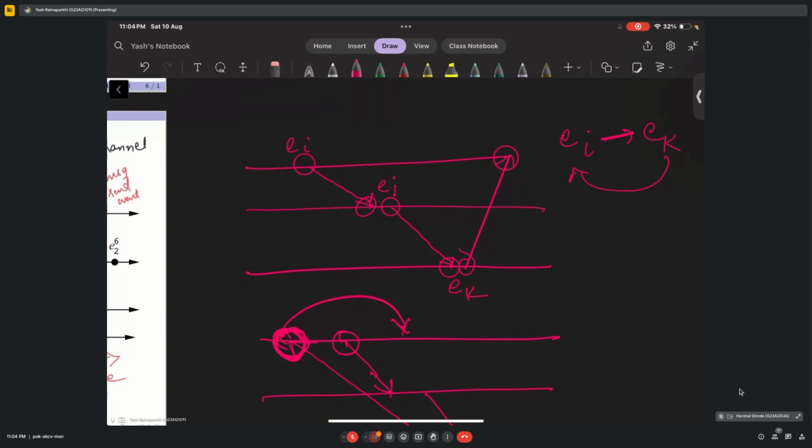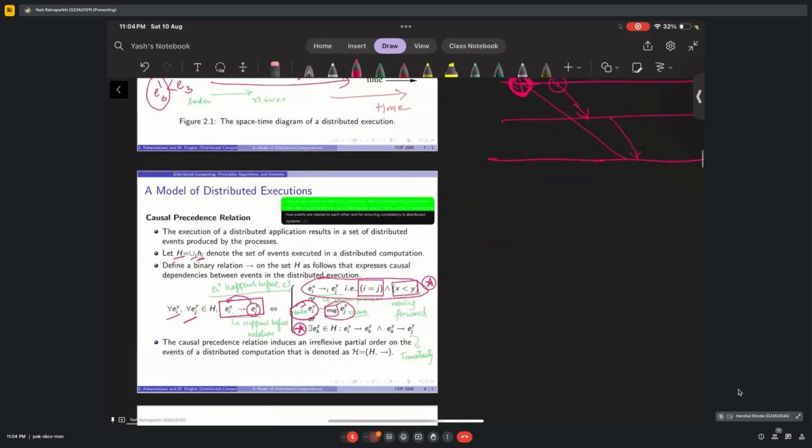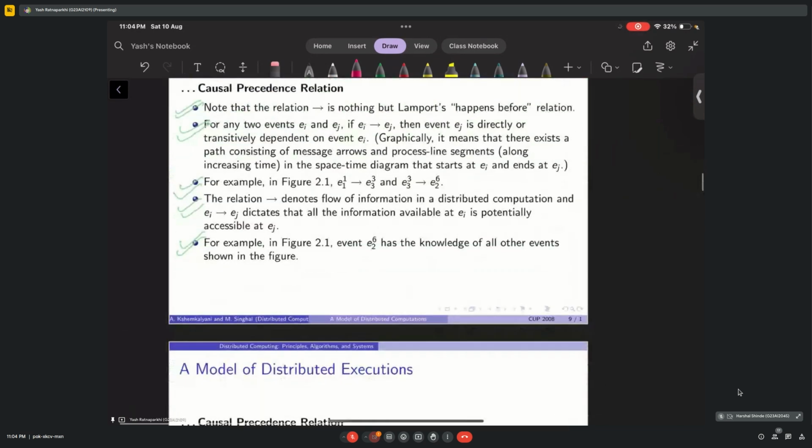So in this case, K is transitively dependent because it is coming in two ways, this first way and this second way. So this is a transitive relationship. But if I write Ei gives Ej, then this is a directly dependent or causal relationship. So this is how it has been written.